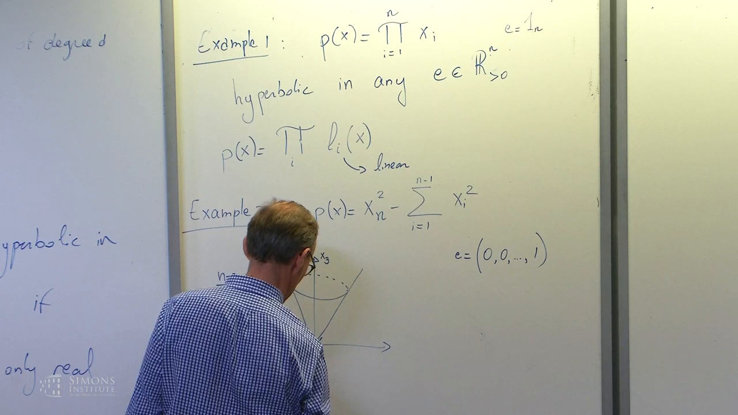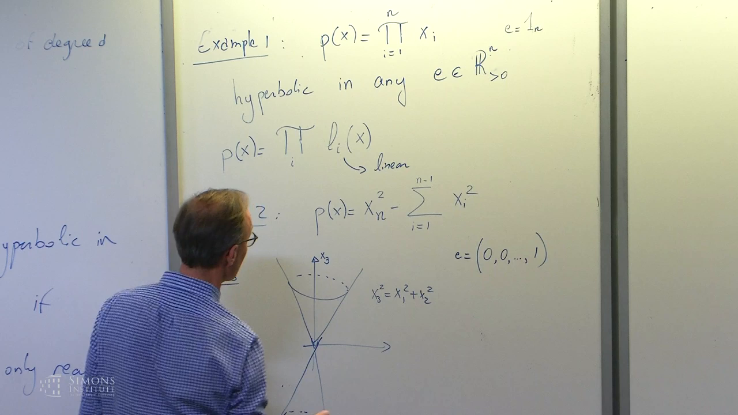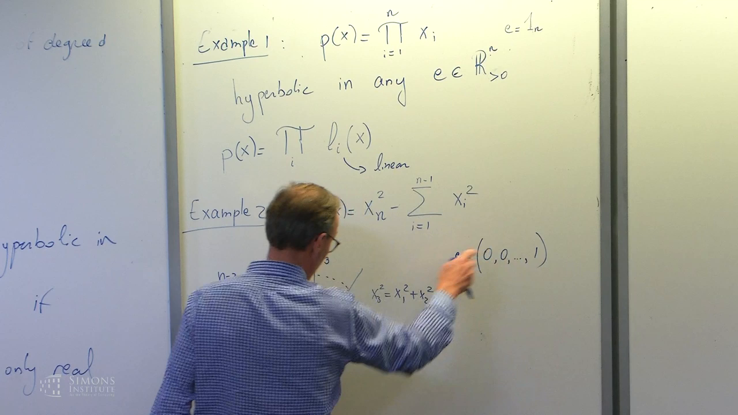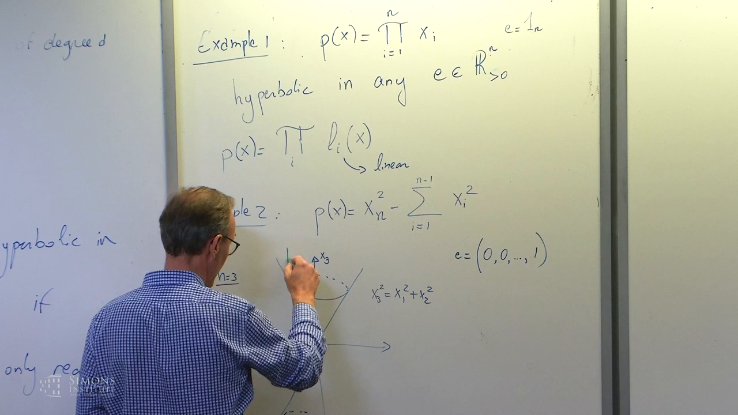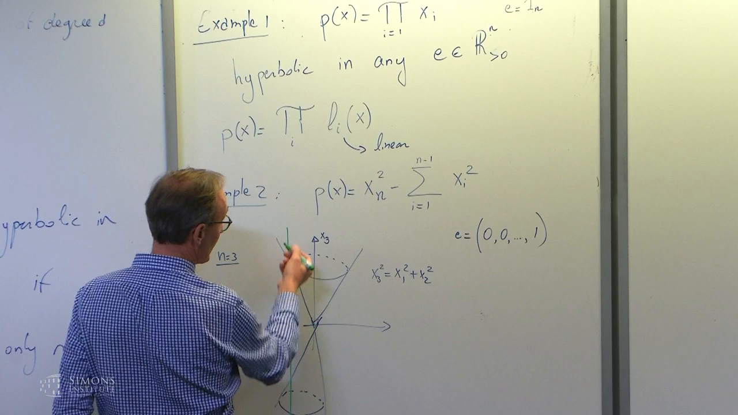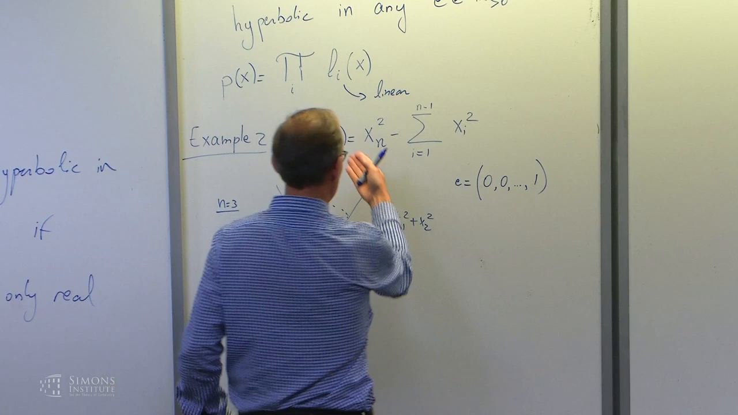So these are the solutions to this. And so if I take as my direction (0, 0, 1), if I take any x and I look in the direction of x3, so if I look at the univariate polynomial along these lines, clearly that's a quadratic polynomial, and it will have two roots along that.